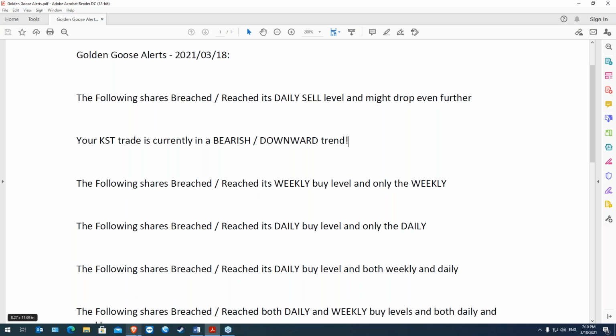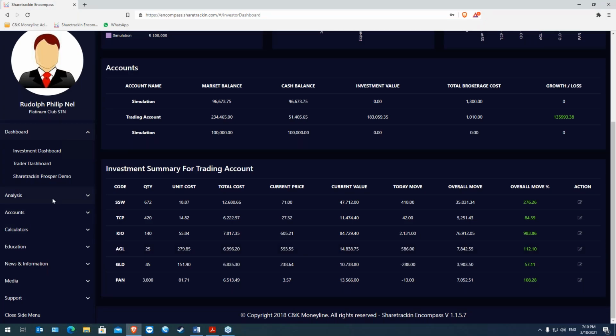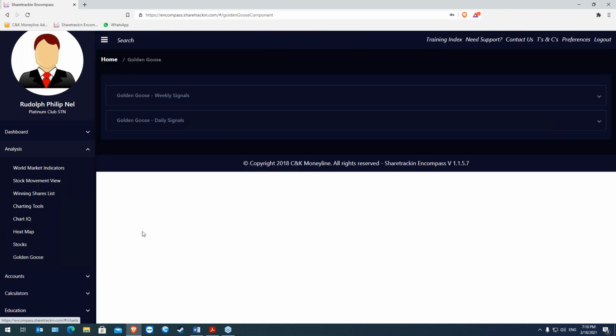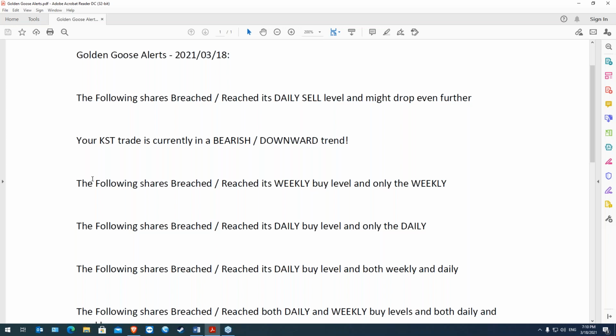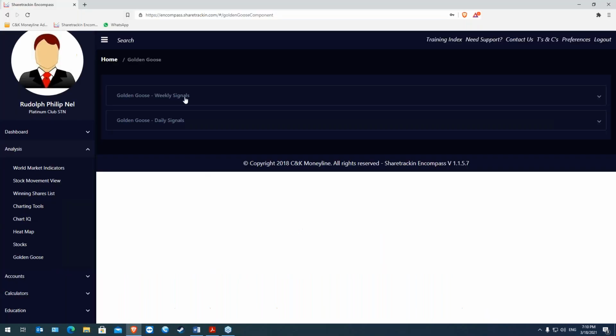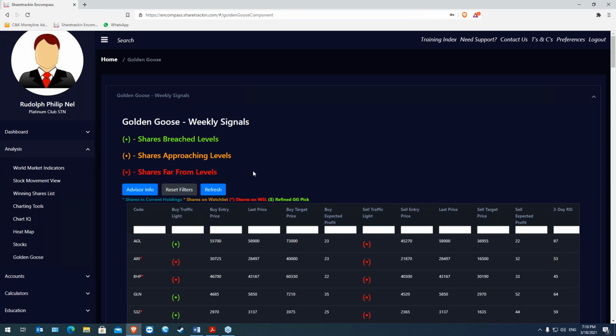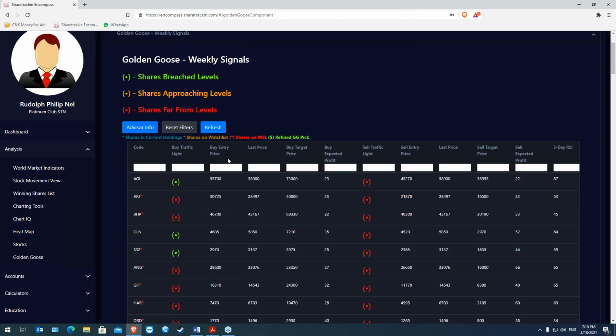The next one would be "the following reached weekly buy level", and only the weekly. So if we go to analysis and we go to the Golden Goose, you'll see that you've got two tabs. You've got the Golden Goose weekly signals and your daily signals. Now that SMS will tell you that it's only reached, or breached, the weekly buy level. So if we go to the software and I open the weekly signals, it means that it only breached on the buy entry price.